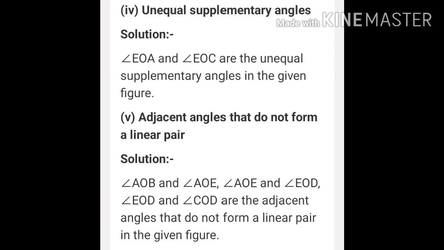Now adjacent angles that do not form a linear pair, those are angle AOB and angle AOE. Another pair is angle AOE and EOD. Then another pair is angle EOD and COD, which are the adjacent angles that do not form a linear pair in the given figure. This way this exercise is over, children.